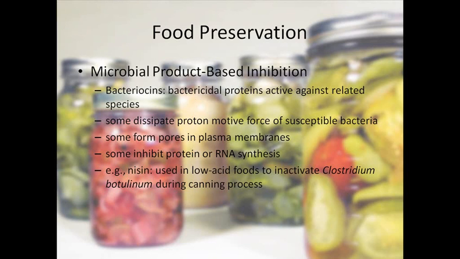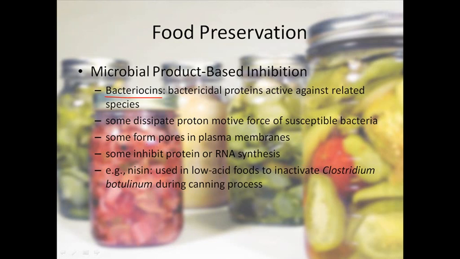And now we can look at microbial product based inhibition. We have talked about the bacteriocins, which are bacterial proteins active against related species. So we have some species which secrete a bacteriocin, which can prevent other species from growing. We can use these because they are natural. We can use them for different purposes, for natural uses. So they are not as harmful as the other chemical agents.